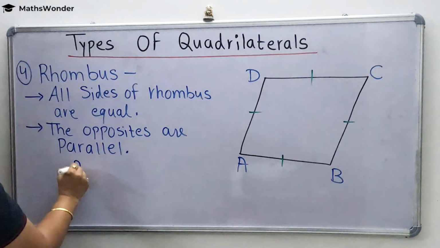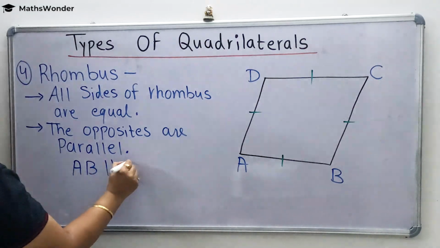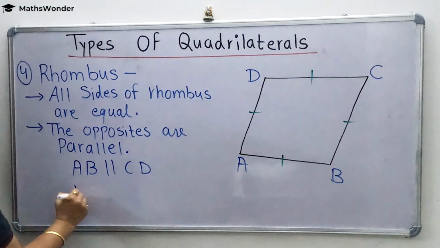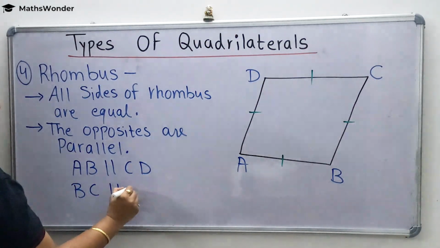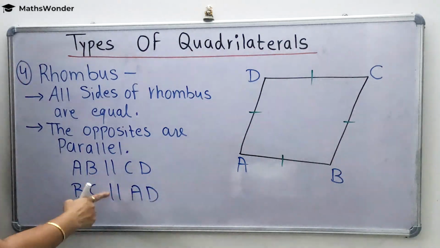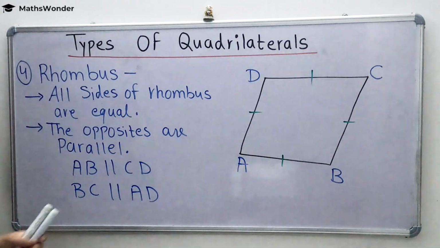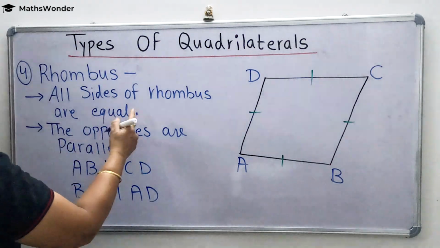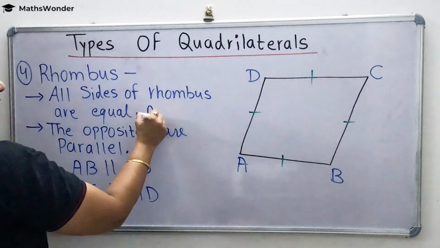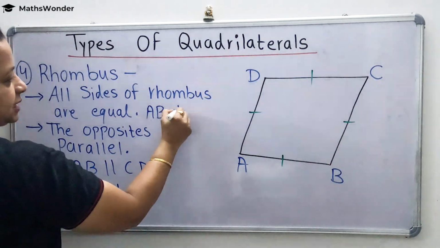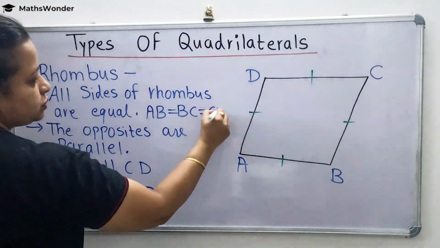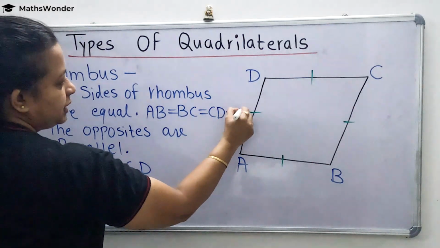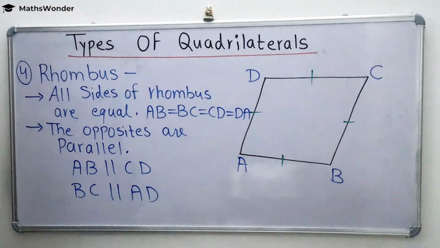Means AB is parallel to CD and BC is parallel to AD. You know that these two signs are representing parallel, right? All sides of rhombus are equal, and how will you write it? AB is equal to BC is equal to CD is equal to DA. You can write like this, okay?